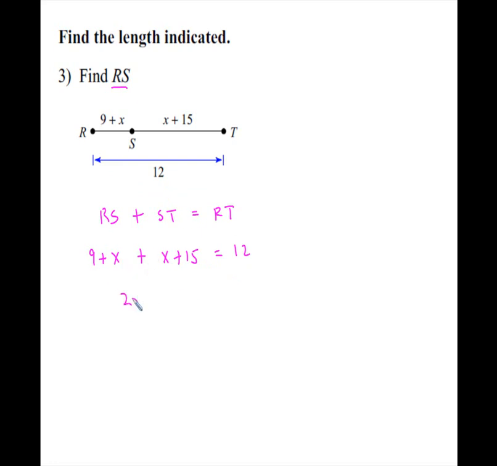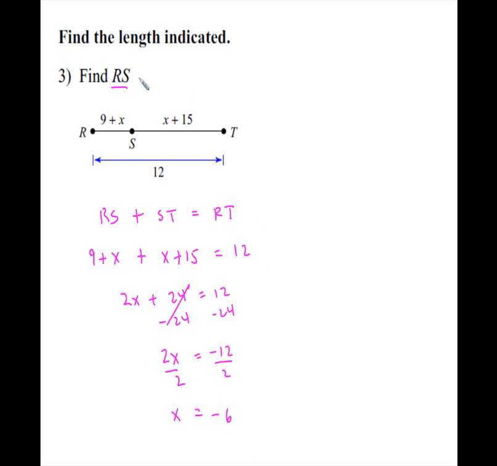Then let's combine like terms on the left side here. x and x gives us 2x, plus 9 and 15 gives us a positive 24. It's equal to 12. So let's solve for x. That's gone. We get 2x is equal to negative 12. Divide by 2. x is negative 6.